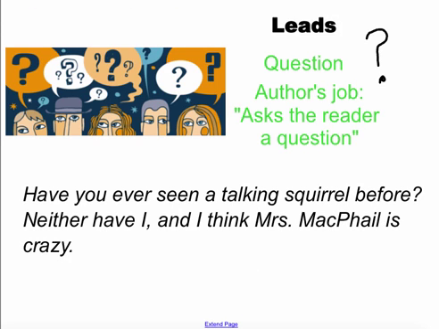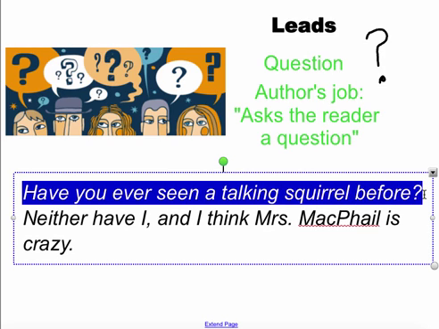Another type of lead is a question. The author's job here is to ask the reader a question to get them thinking. For example, have you ever seen a talking squirrel before? Neither have I, and I think Mrs. MacPhail is crazy. Here's the question: have you ever seen a talking squirrel before? That's the first thing we start off our sentence with. That is the author asking the reader a question to get them thinking.